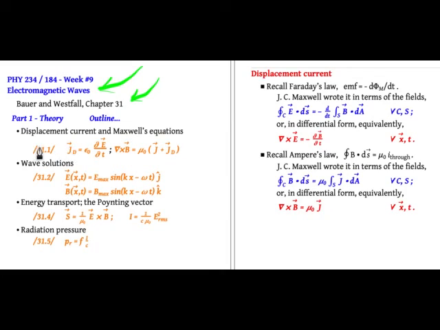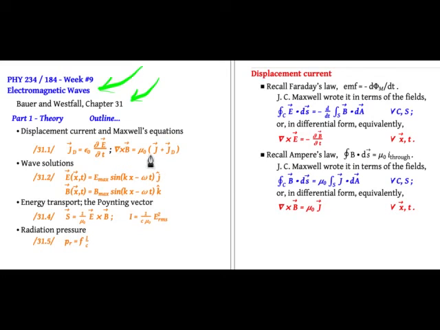So here are the equations that we'll discuss in this video. The displacement current density, remember J stands for current density, is epsilon naught dE dt. It's going to turn out that that's a source for the magnetic field, because the curl of B is mu naught J plus J displacement.